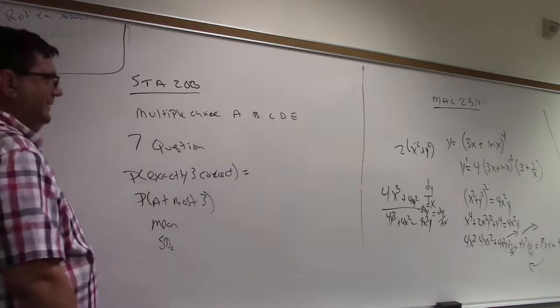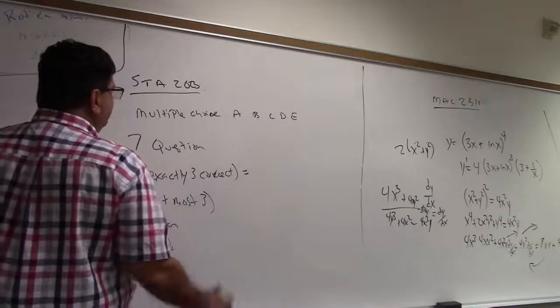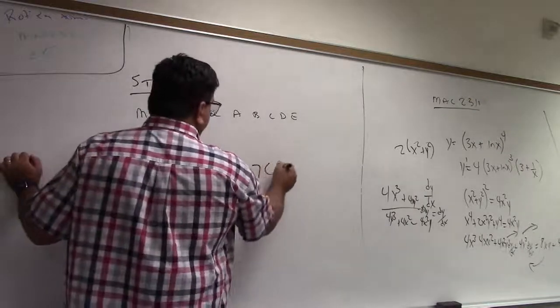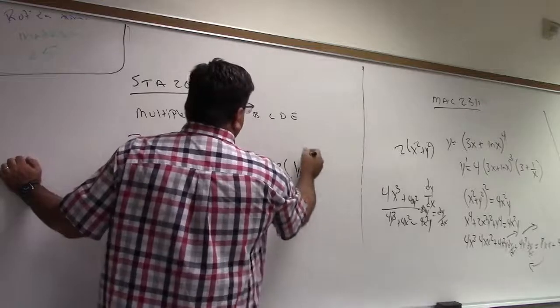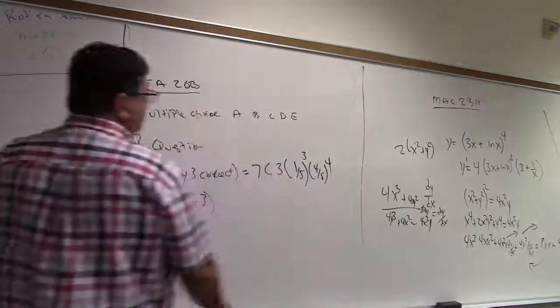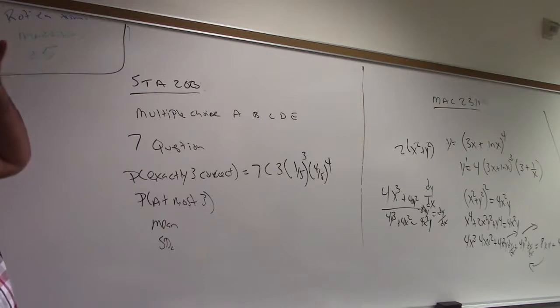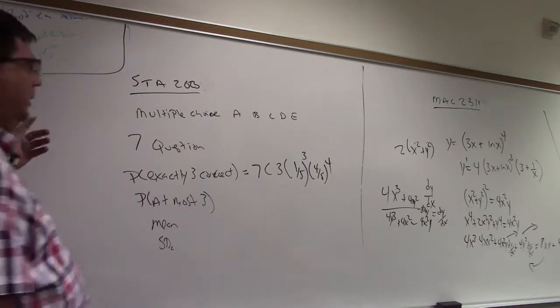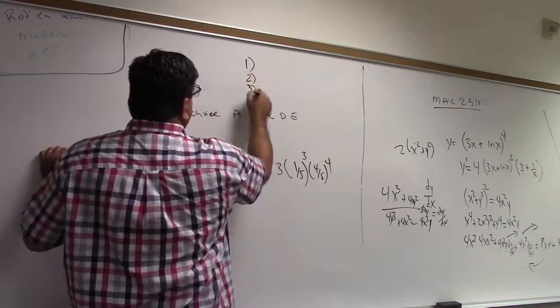Now we have like 5 minutes. All right, exactly 3 correct. 7 choose 3, 1/5 to the 3rd, 4/5 to the 4th. I'm not gonna lie, I have no idea how the 7 choose 3 thing works. Okay, so look, we have 7 questions, right? Yeah.